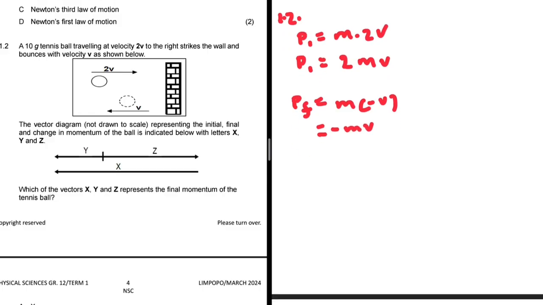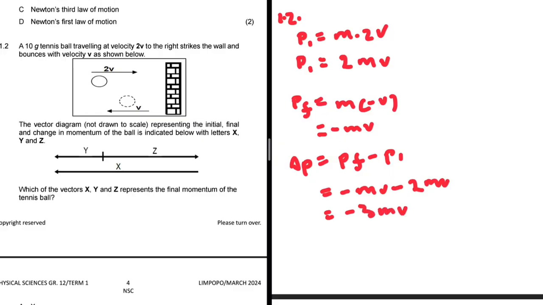Let's have the change in momentum. So the change in momentum is equal to the final momentum minus the initial momentum, right? Minus p initial. So this is going to be equal to minus mv minus 2mv, which is equal to minus 3mv. So this is what we are expecting.